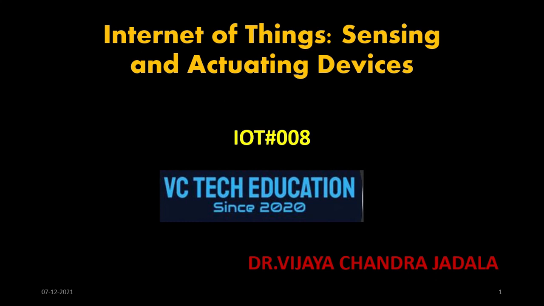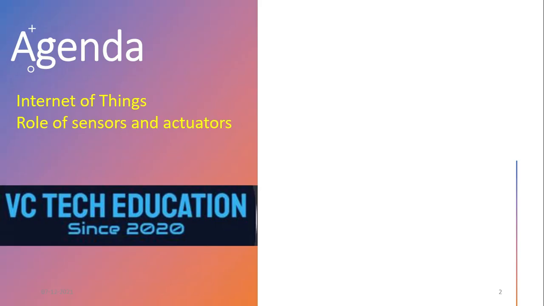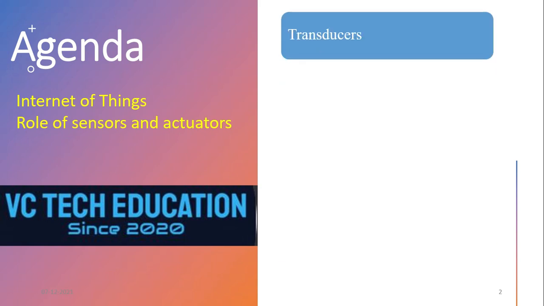Today we are going to discuss the theoretical concepts of Internet of Things, that is what do you mean by a sensor, what is an actuator, what is a transducer, and what are the other things in IoT, that is MEMS, Micro-electromechanical systems, and regarding feedback control system, as well as feedforward control system. Today's agenda: Internet of Things, role of sensors and actuators, regarding transducers.